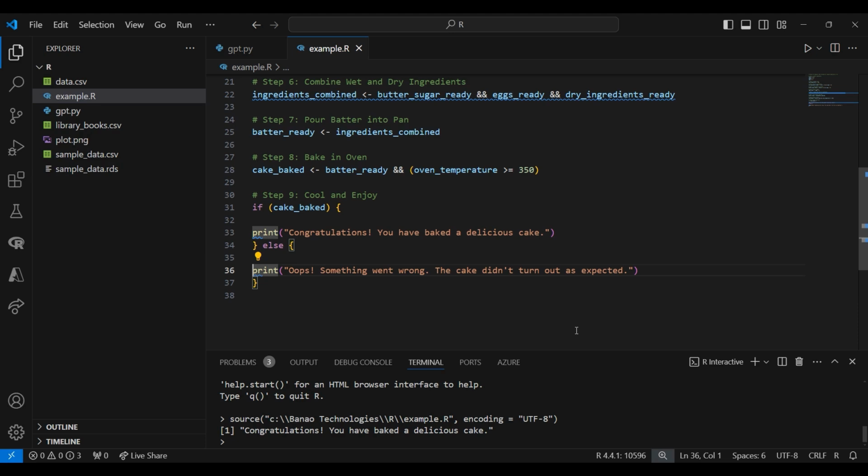In conclusion, logical operations in R play a crucial role in various industrial applications, from ensuring quality control in manufacturing processes to optimizing inventory management in supply chains, ultimately contributing to increased efficiency and productivity across different sectors.